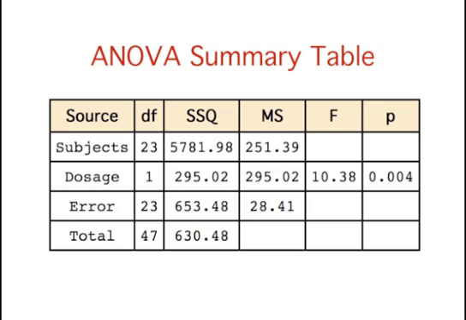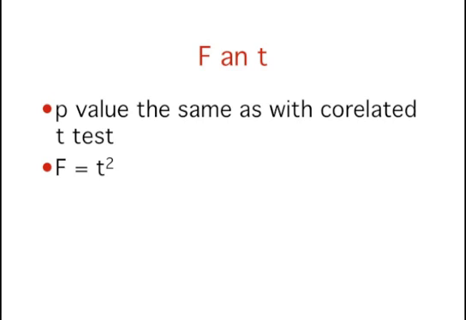Other portions of the summary table have the same meaning as in between subjects ANOVA. The F for dosage is the mean square for dosage divided by the mean square error. For these data, the F is significant, with p equaling 0.004. Note that the probability value for this F test is equivalent to the probability value for a t-test for correlated pairs, with F equaling t squared.